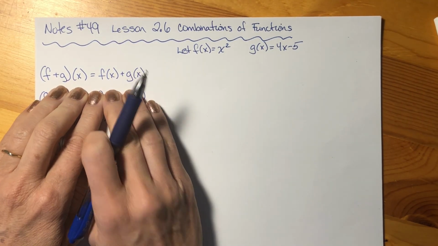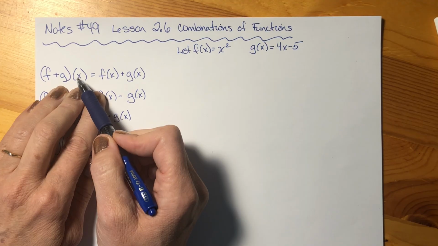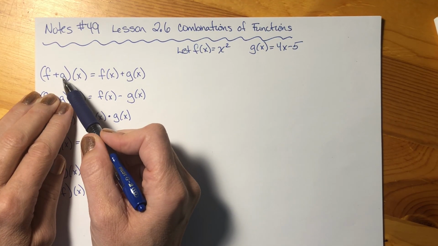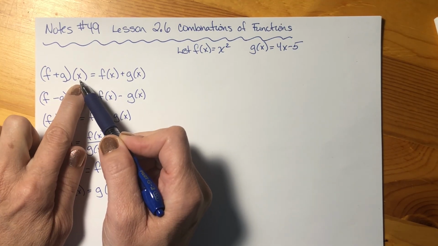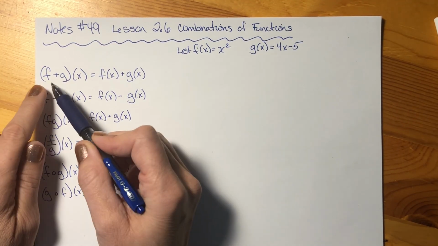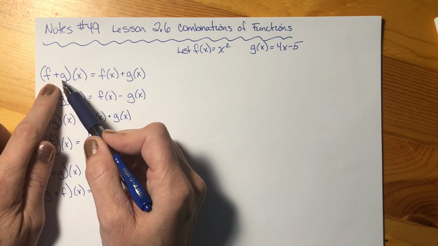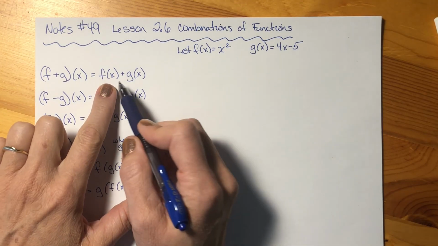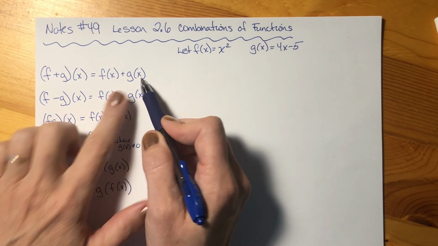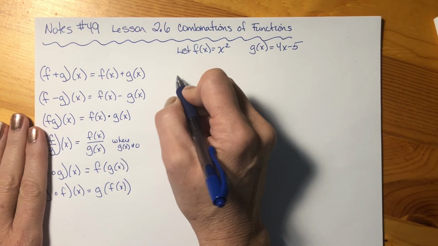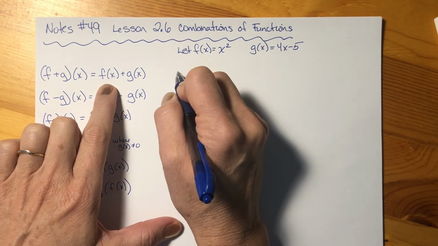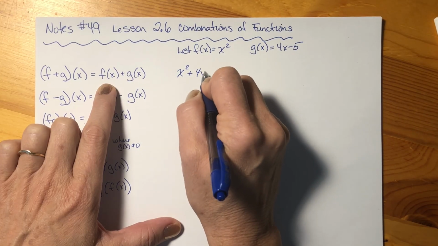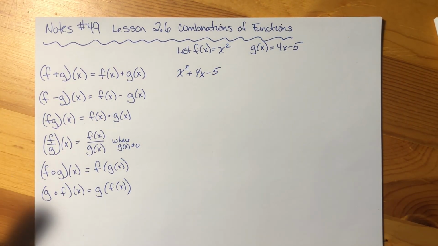The first operation is, what if you want to add functions together? What if they say, take f and g and add them together, and the variable you're going to use is x. This is not times x. It's saying take function g and function f and add them together and use the variable x. So you take the function f of x and add it to g of x. In my example, f of x is x squared, and we add it to g of x, so it's 4x minus 5. I can't go any further, so I'm done.